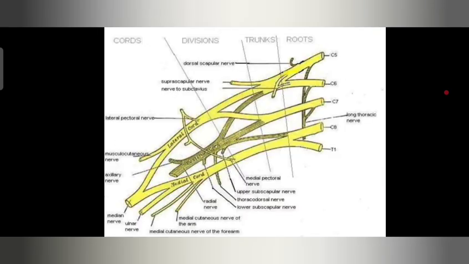So this figure represents the various roots, trunks, divisions, and cords of the brachial plexus. The brachial plexus consists of 5 roots, that is C5, C6, C7, C8 and T1. Then it has trunks, divisions and cords. And then at the end they have 5 nerves, which are radial, musculocutaneous, median, ulnar and axillary.